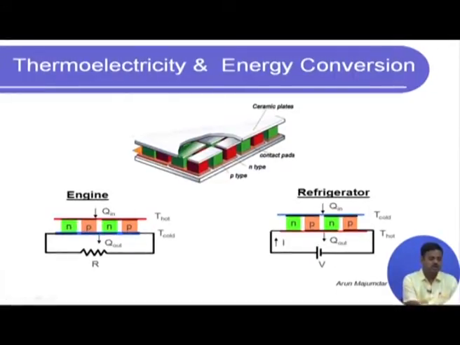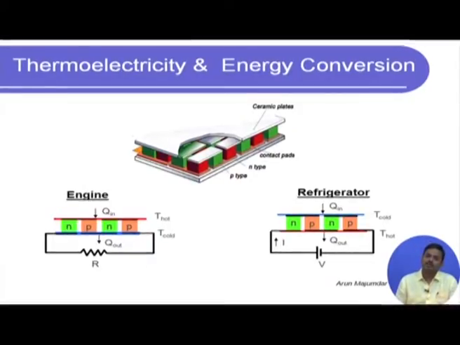Now the reverse is also possible. Let us say we have a thermoelectric module and we force a current to flow through it in the manner that is shown over here. Then it gives rise to a temperature gradient across the junctions, as a result of which it is possible to remove heat across an adverse temperature gradient, that is, to transfer heat from a lower temperature to a higher temperature, which is what is shown here.